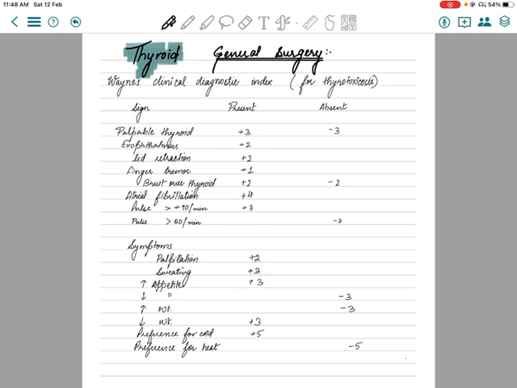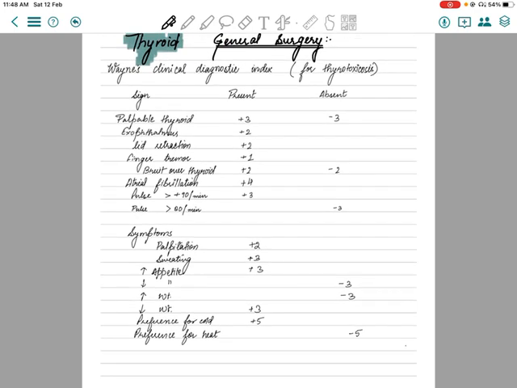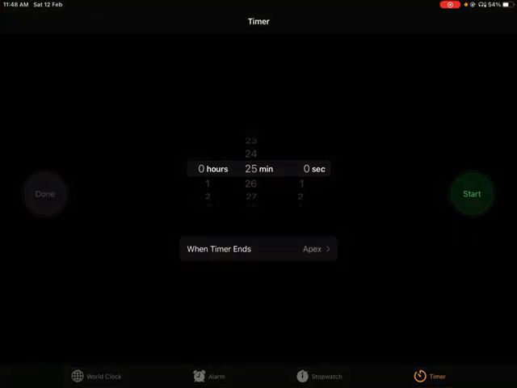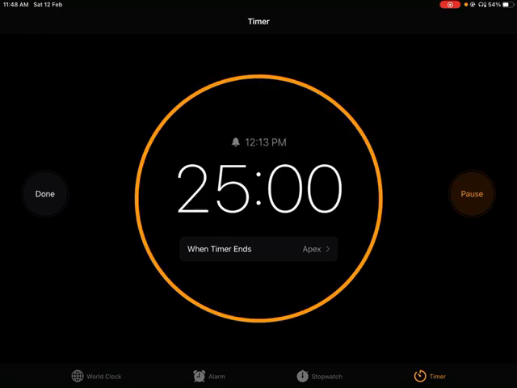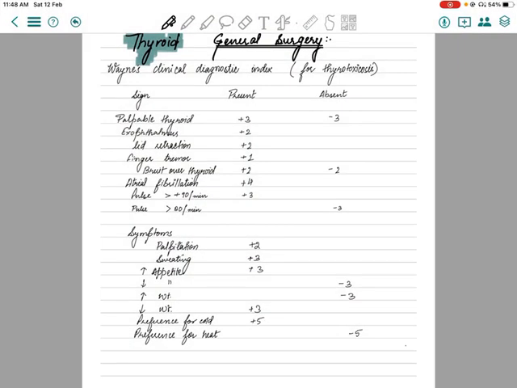I'm continuing with the thyroid from the general surgery, and I'm going to do this along with a few other pathologies. First, I'm going to set my timer to 25 minutes.